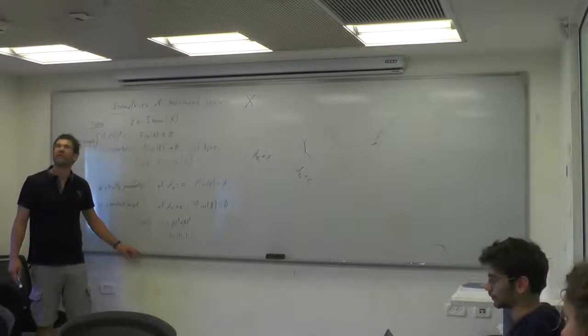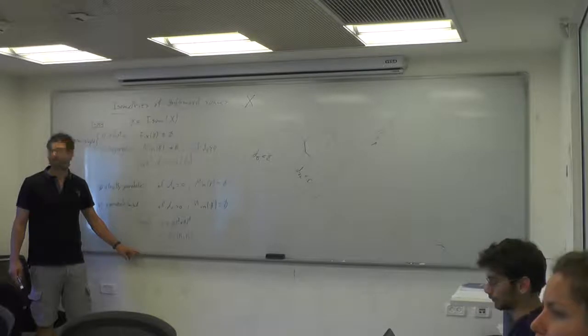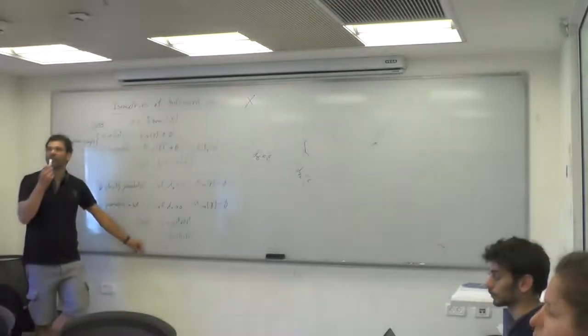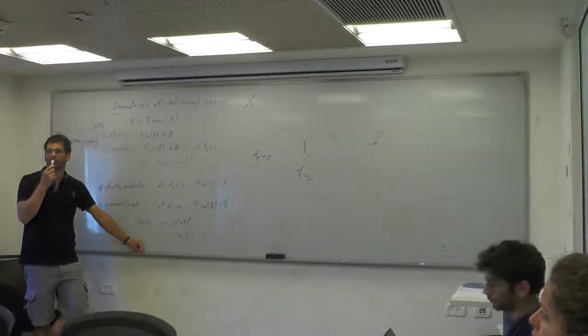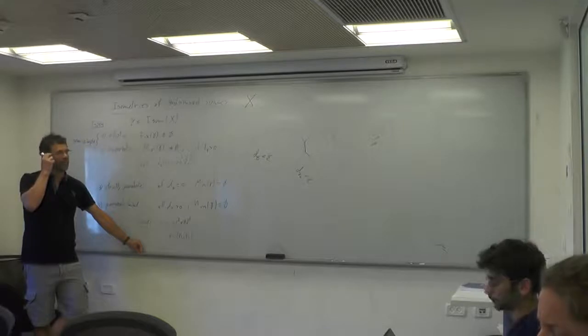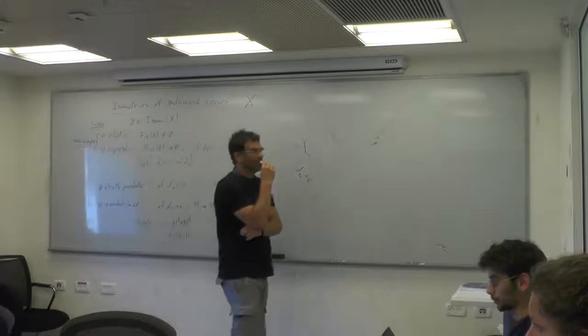Right. Why? I mean, you have two points here and one point here, right? Is it a circle? Oh, maybe a half circle. No. Yeah. What is this actually?